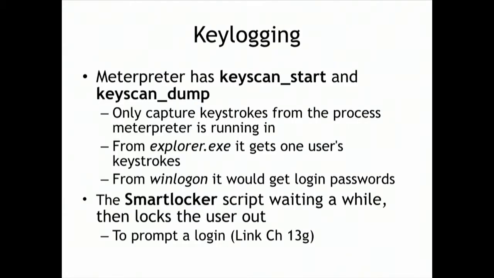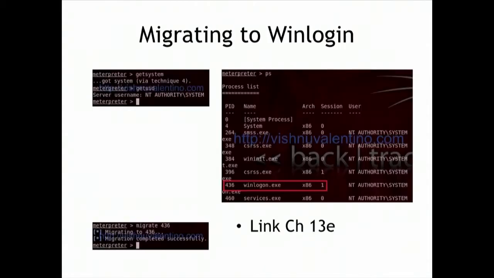You can turn on keyloggers and record key presses. You can turn on the smart locker script to lock the user out and pop up a box saying they have to put in their password to unlock it, to trick them into typing their password to catch with the keylogger. And you can migrate to Winlogin, which is one place you can go to a process that will not be closed quickly by the user, so you have longer ownership of the box.